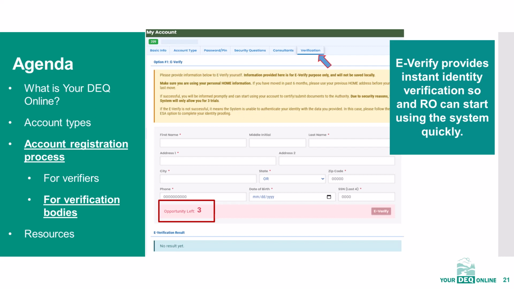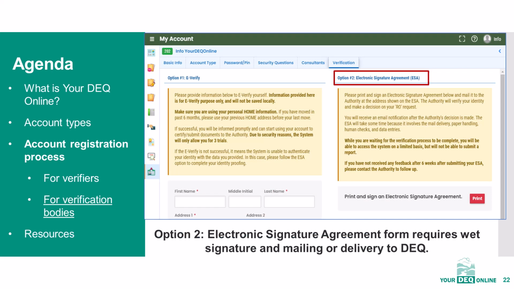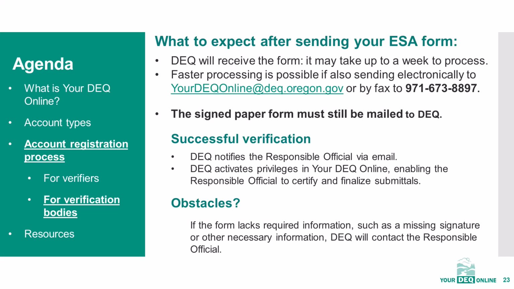If you encounter issues with completing this verification, the Your DEQ Online Help Desk can help you troubleshoot. If E-Verify fails after 3 attempts, move to option 2, Electronic Signature Agreement. To complete this option, select Print, fill out the form, and mail it to the address listed. DEQ will send an email notification of approval. This may take time due to mail delivery review and data entry.